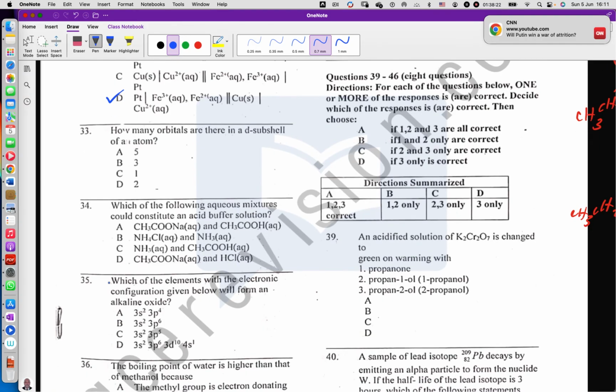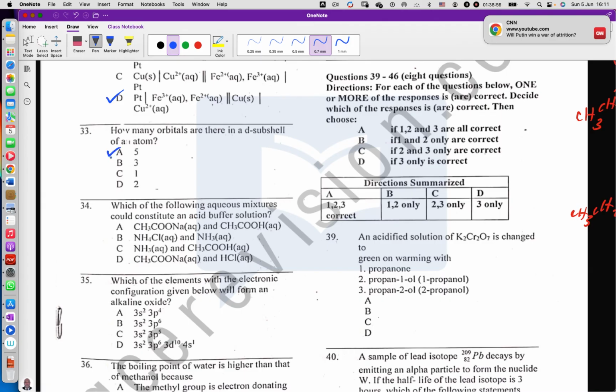33. How many orbitals are there in a d subshell of an atom? A d subshell has a total of 10 electrons, and these 10 electrons are divided into 5 different orbitals. So there are altogether 5 orbitals in a d subshell. So we have A as our answer.